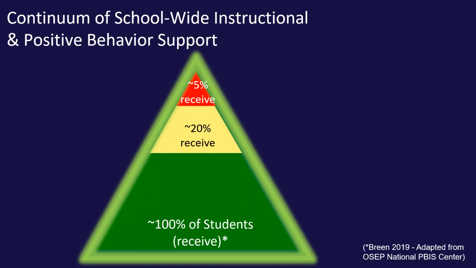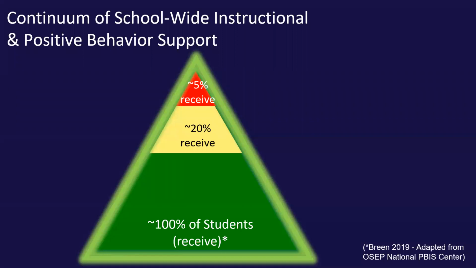So, we presume that if we provide evidence-based interventions, either academically or behaviorally, to all students, 100% of those students, about 80% of those students should respond and won't need any further intervention. We call that tier 1 or school-wide or sometimes universal interventions and prevention. Everybody in the school gets it.